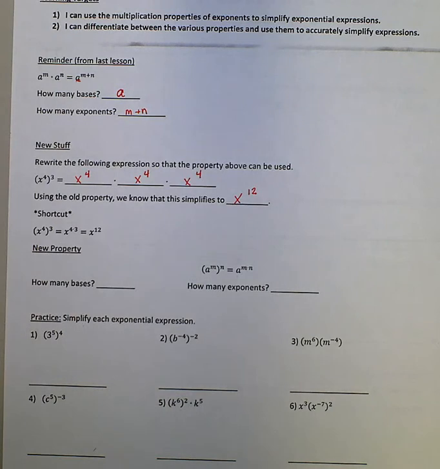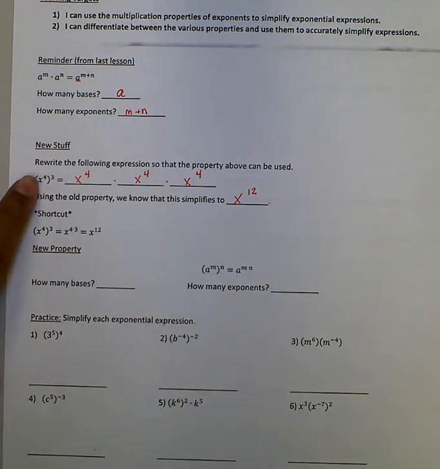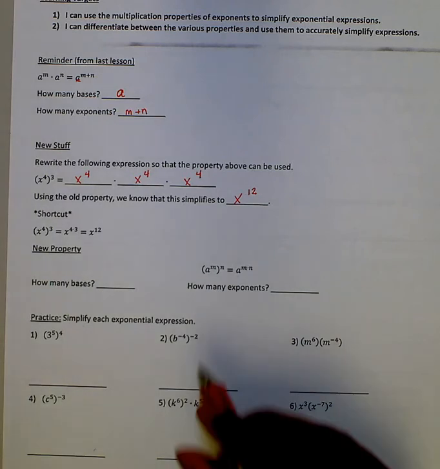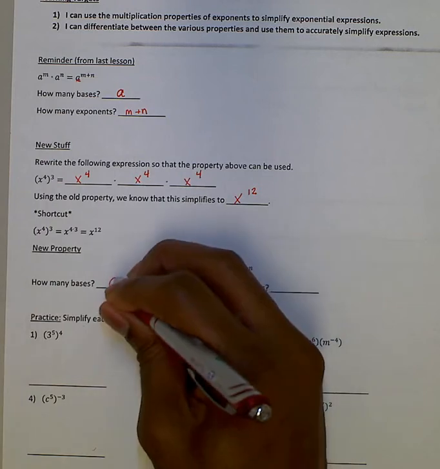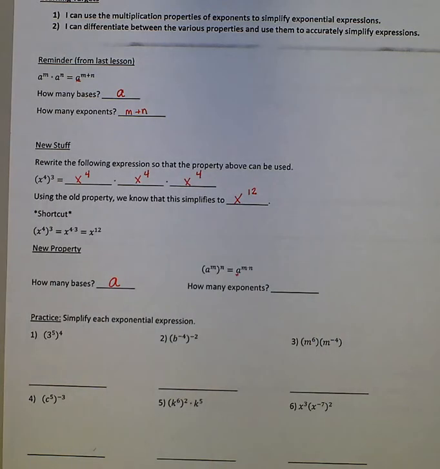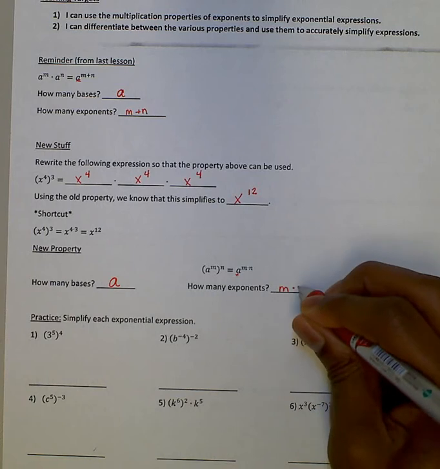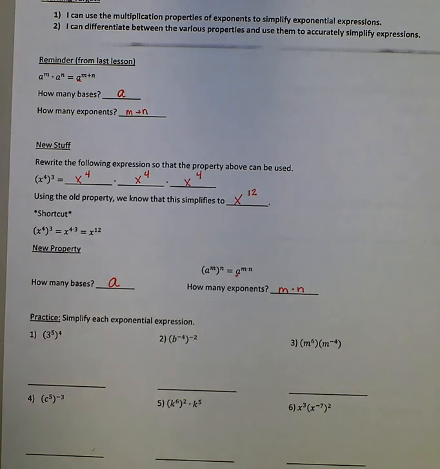Okay, now here's the shortcut. The shortcut is that when we raise a power to a power, because that's what we did, we had x to the 4th power and we raised it to a power, when we raise a power to a power, we multiply. So here, how many bases do we have? Still stays a as the base. How many exponents do we have? Whatever m times n is. So if we have a to the 6th to the 3rd power, it would be 6 times 3, which is 18.